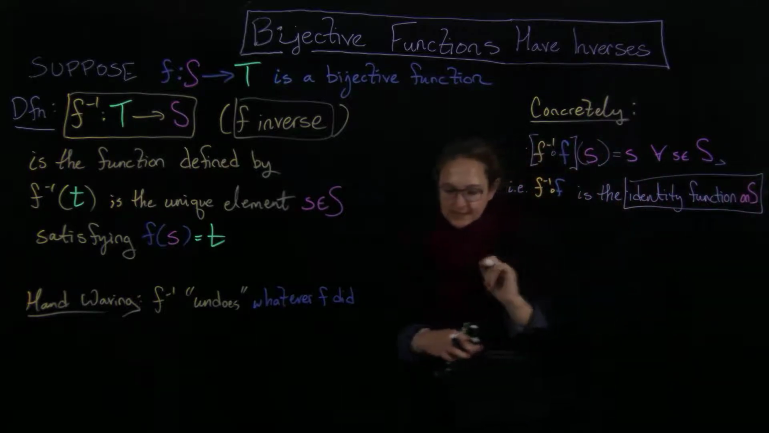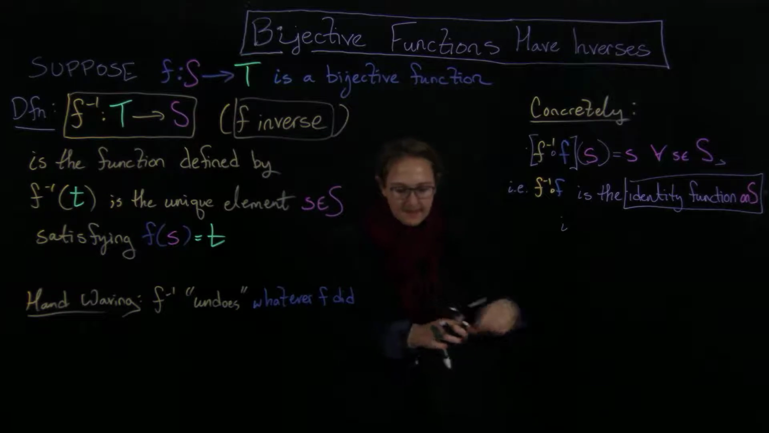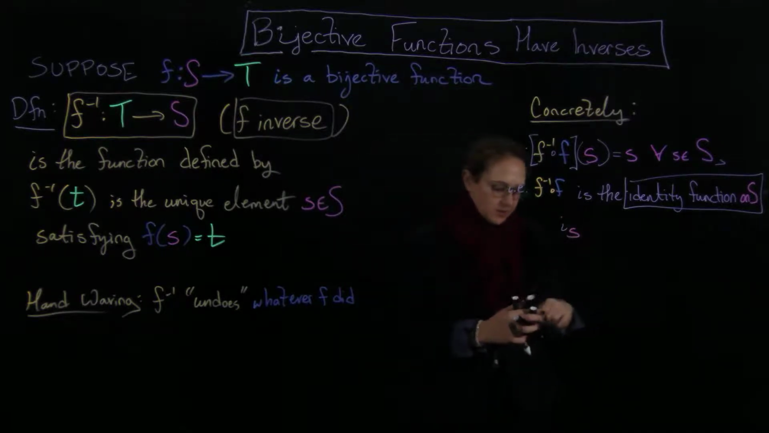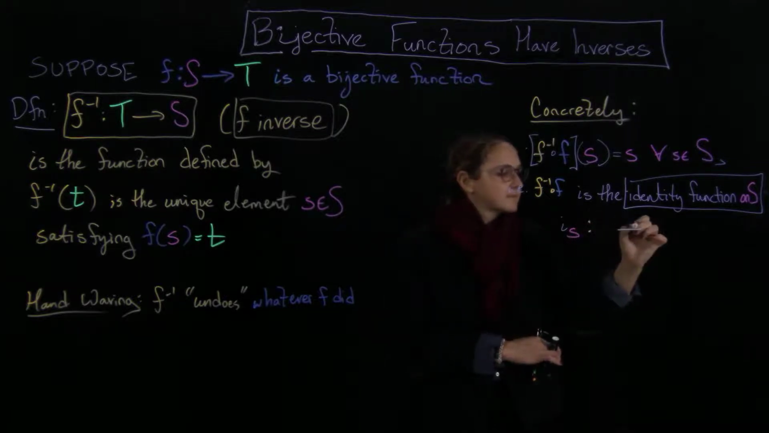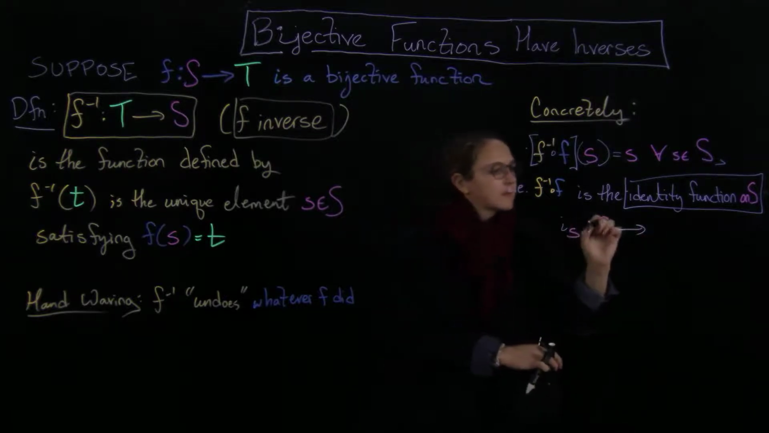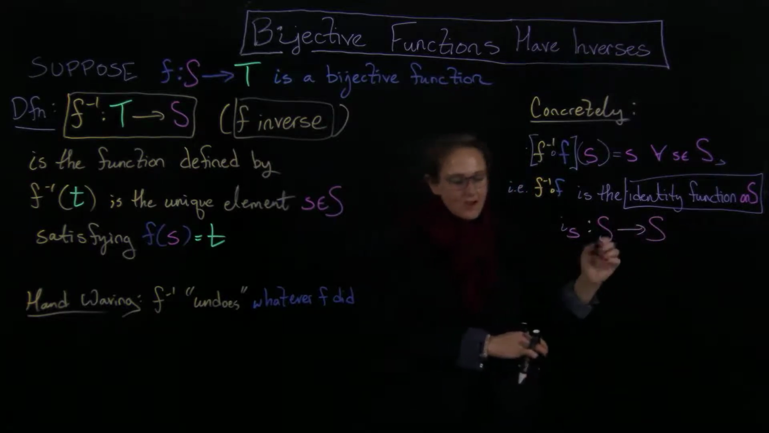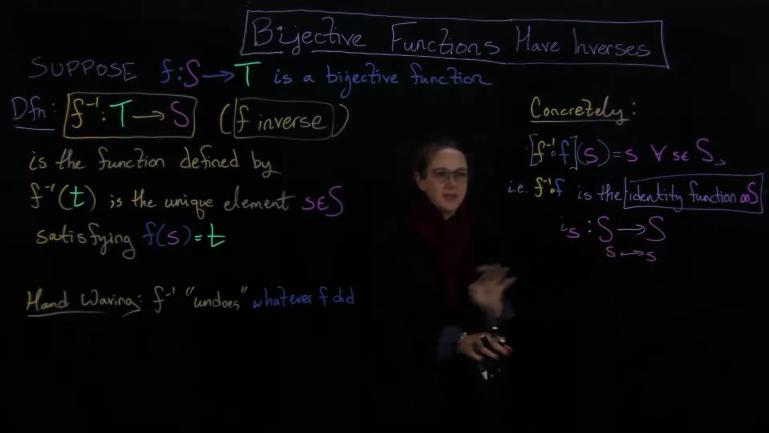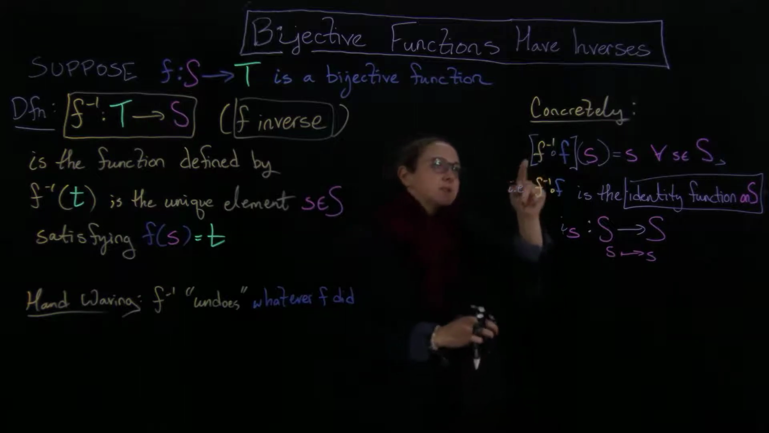And so what is that? This is a function that's going to go from S to S, and it's just going to take everything precisely to itself. Okay, so s is always going to s. Okay, so that's what I mean by the identity function on S. So this is the first thing that has to be true, so 1.